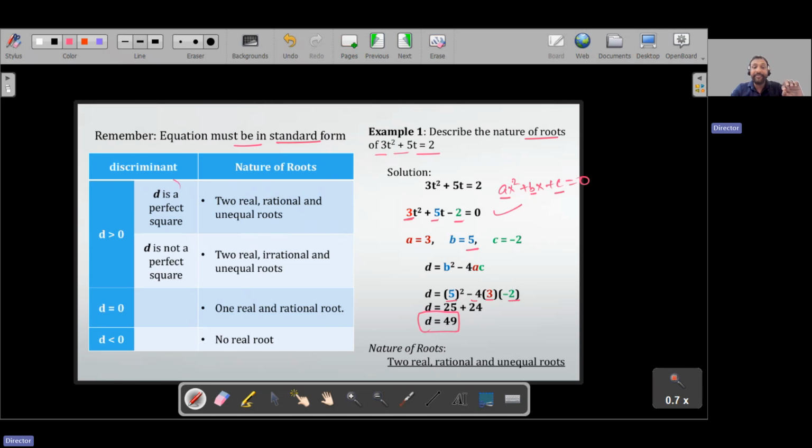Now remember, D is a perfect square and D is greater than 0. So it will have two real, unequal and rational roots. First condition is satisfied. Very simple. Right, great. So now let us proceed to the next question.